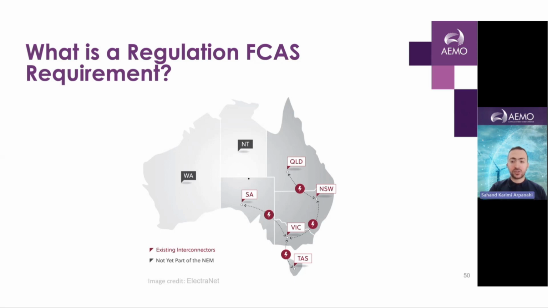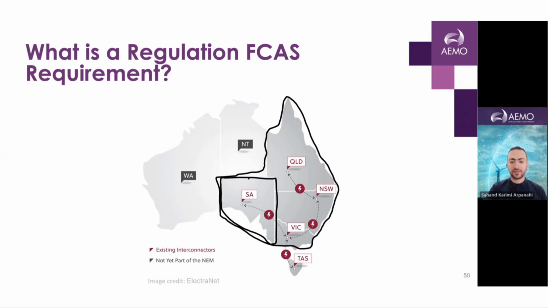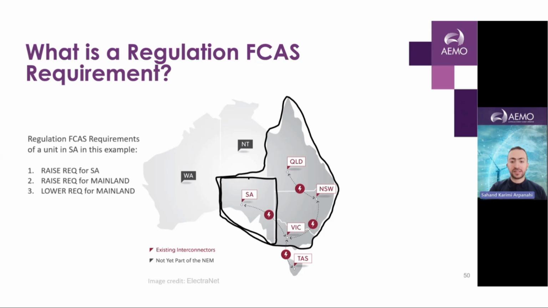For instance, in a trading interval, we might have one raise requirement that only includes SA, and one raise and one lower that include all mainland regions. In this scenario, a unit located in SA falls under three different regulation FCAS requirements: raise and lower mainland requirements, and one raise requirement for the SA region. Therefore, it will have three contribution factors and three FPP trading amounts, one for each requirement.